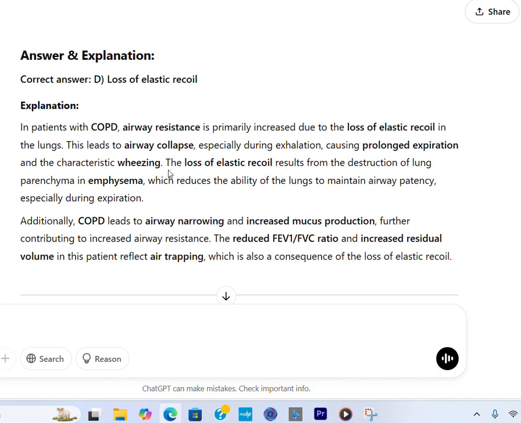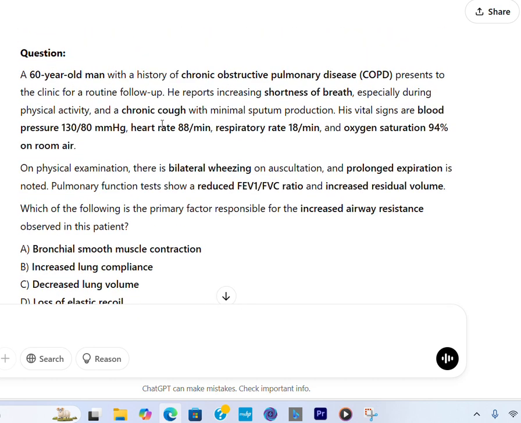USMLE style question on lung airway resistance. Question: a 60-year-old man with a history of chronic obstructive pulmonary disease (COPD) presents to the clinic for a routine follow-up. He reports increasing shortness of breath, especially during physical activity, and a chronic cough with minimal sputum production.